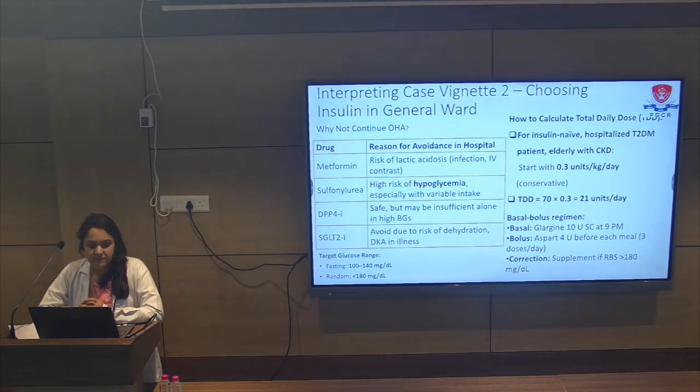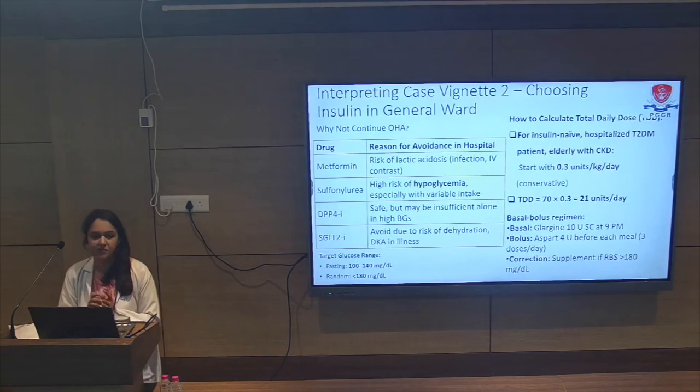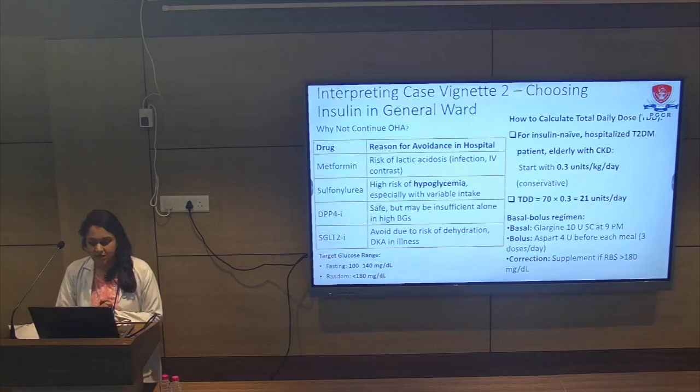But DPP-4 and SGLT2 inhibitors, everybody may not be aware of, especially SGLT2 inhibitors, because now this drug has been shown to be beneficial in terms of heart failure, CKD outcomes, and so on. So most of the patients right now would be on these medications.